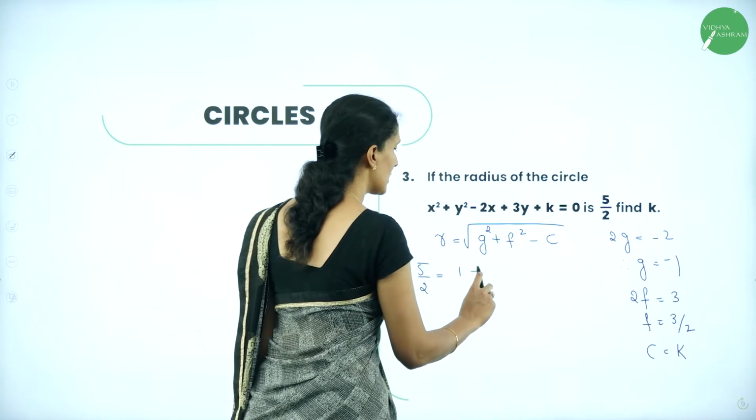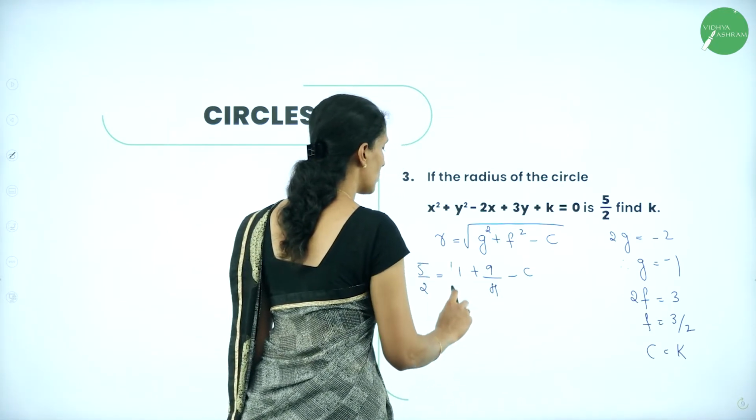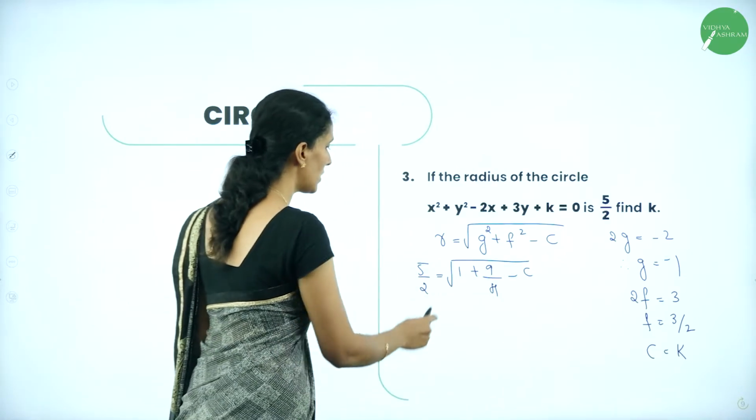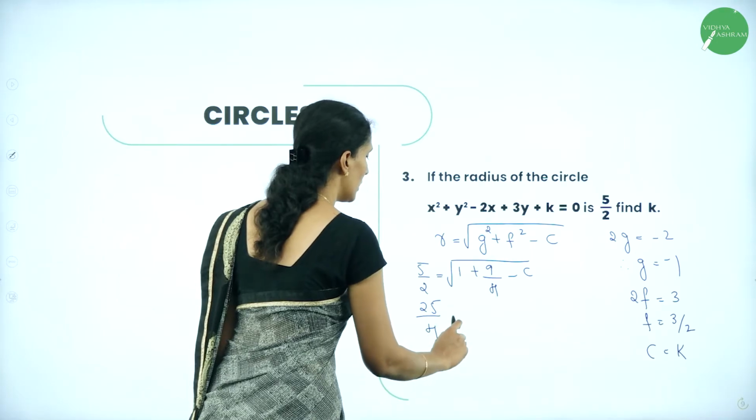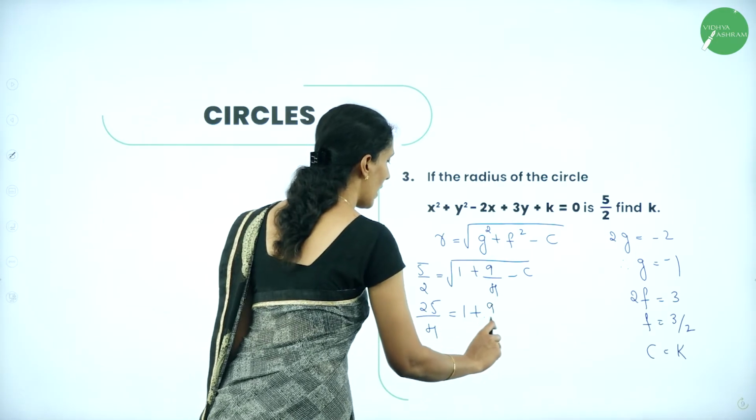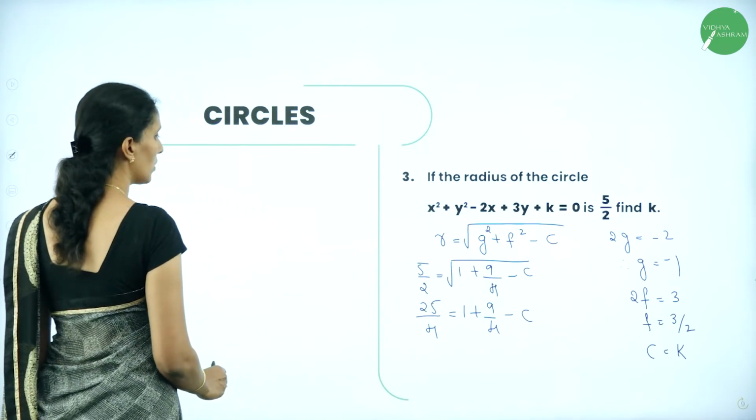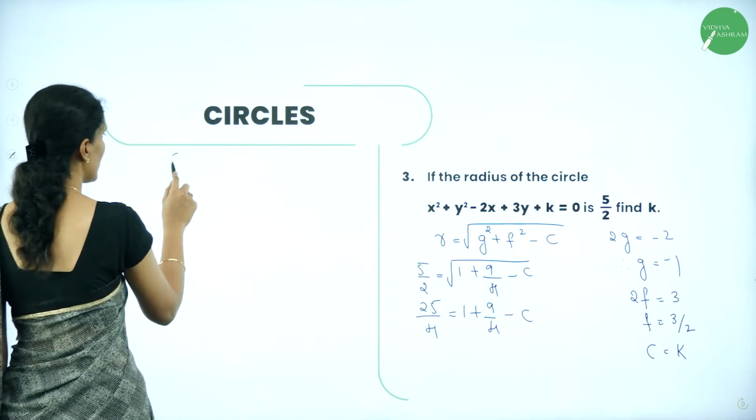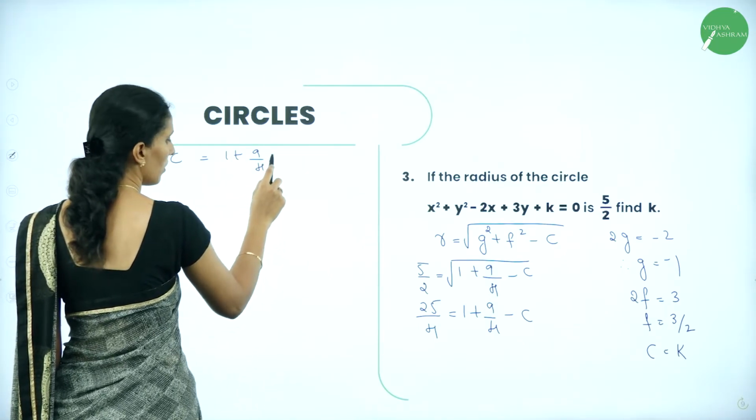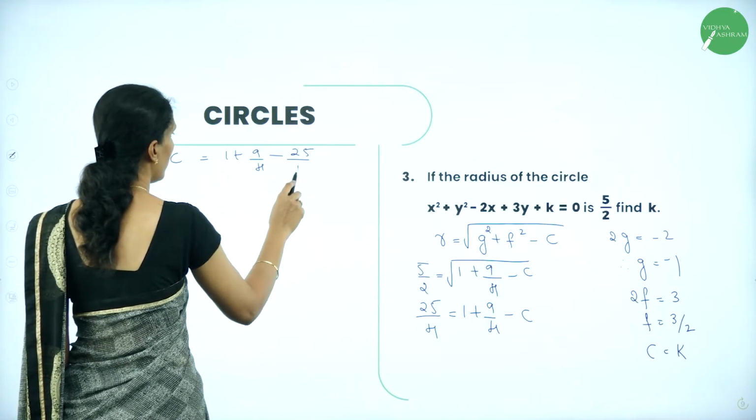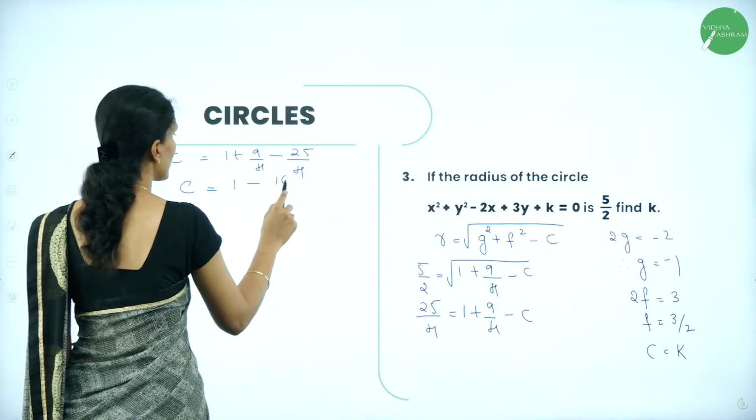F square is 9 divided by 4 minus c, square root. Squaring on both sides, we'll get this as 25 divided by 4. This is 1 plus 9 by 4 minus c. Shift c to the left side. So it is c is equal to 1 plus 9 by 4 minus 25 by 4. So c is equal to 1 minus 16 by 4.